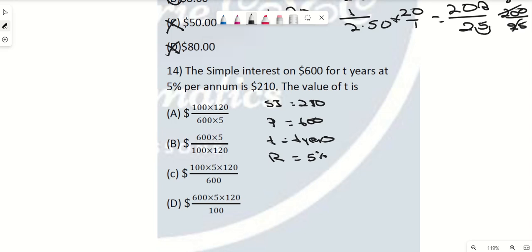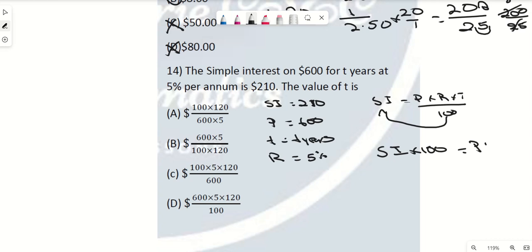Now, if you don't know the formula, guys, you can always just use simple interest is equal to principal by rate by time all over 100, and they want to make time the subject, so you carry across, divide by 100, it'll turn to multiply. So simple interest multiplied by 100 is equal to principal by rate by time. We want time by itself, so you're going to carry across principal and rate. If you carry across, multiply by, it'll turn to divide by. So it's simple interest multiplied by 100 all over principal multiplied by rate, which is equal to time.